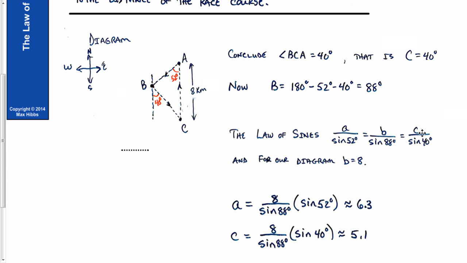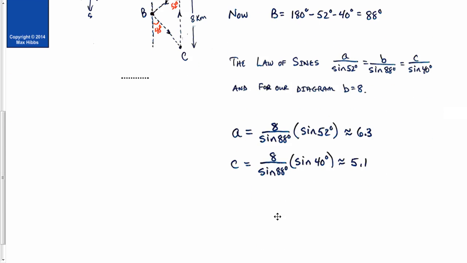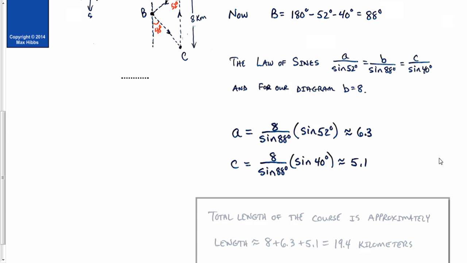And now I know B, so I know C is the sine of 40 degrees times this fraction. And of course, this fraction is 8 over sine of 88 degrees. That's what I've shown right here. I used my calculator and got 5.1. So now I know all three sides.